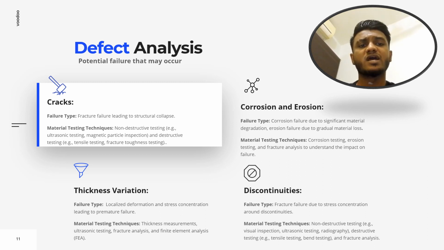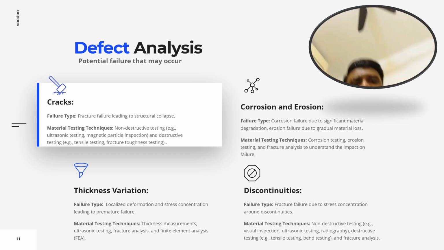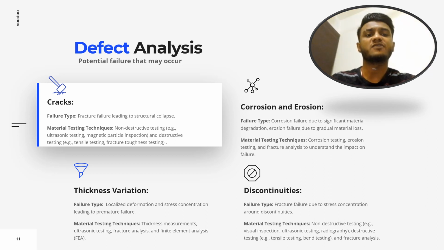In conclusion, by understanding the causes and potential failures associated with defects such as variation in thickness and material discontinuities, we can implement appropriate material testing techniques to detect and address these issues proactively. This will ultimately contribute to enhancing the quality and reliability of our manufacturing process and products.